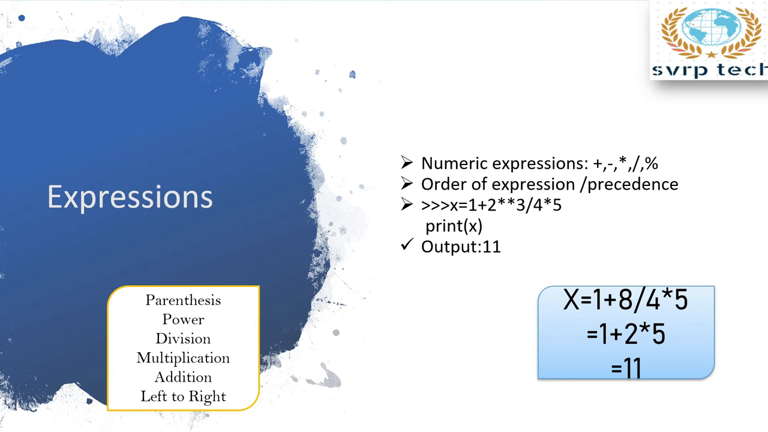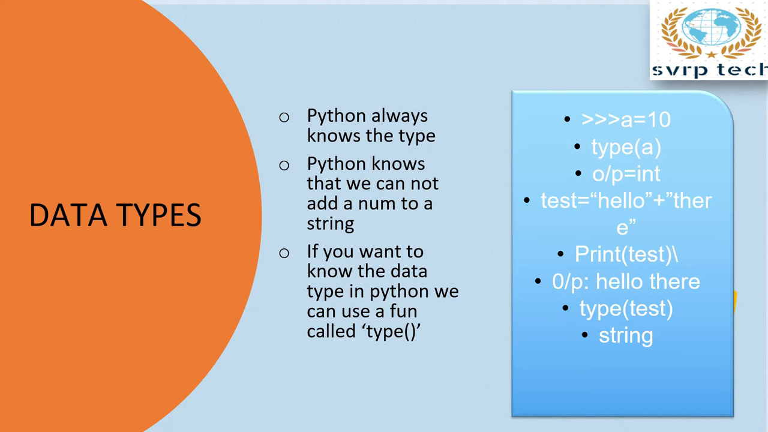Later on, we are going to execute this in an online compiler and see the result. Let's wait for that. Next, we are going to see data types. Data types in Python are very essential. Python always knows the type of data. We do not need to specify the type of data in Python; the library itself automatically identifies which type of data we are writing.